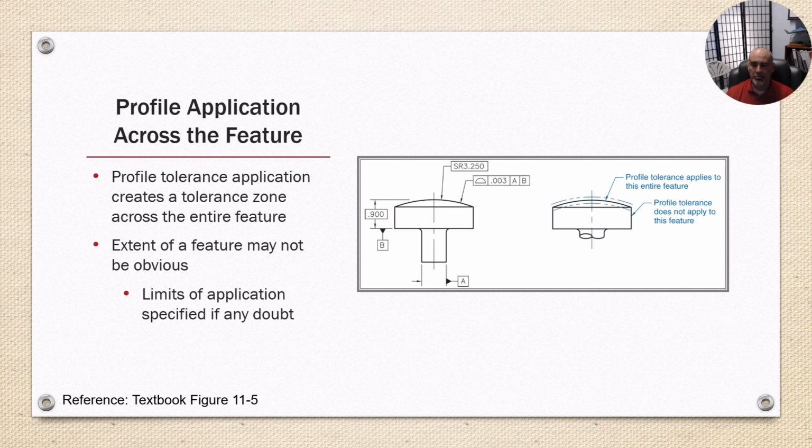So the profile tolerance doesn't apply to the cylindrical part of the feature because it's pointed at one surface, but you see this tolerance zone with these two phantom lines that are curved. That means that entire surface needs to be within 0.003 of theoretically perfect.